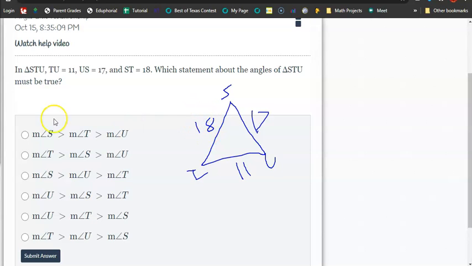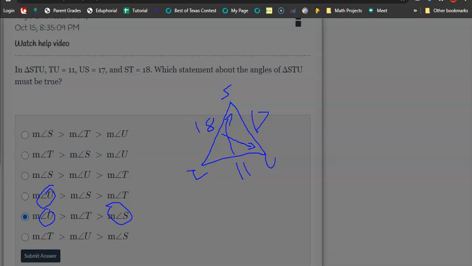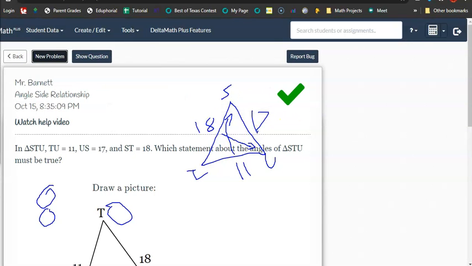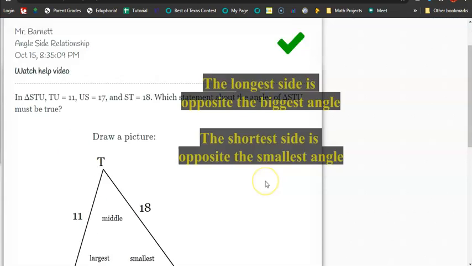So let's see it. 18 is my largest side, and that is opposite my biggest angle. So U is my biggest angle. That needs to go first. So that's either going to be this one or that one. Okay. So now let's look for the smallest side. The smallest side is 11, which means my smallest angle is S, which would be right here, S. And has T in the middle, because 17 is in the middle, so angle T is in the middle. So there's my answer. And there it is. All right.